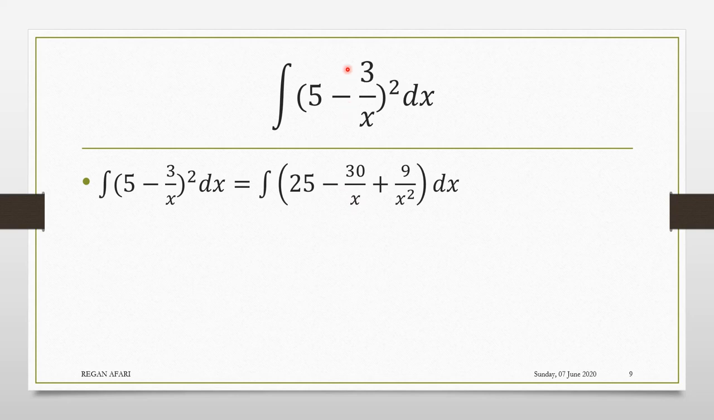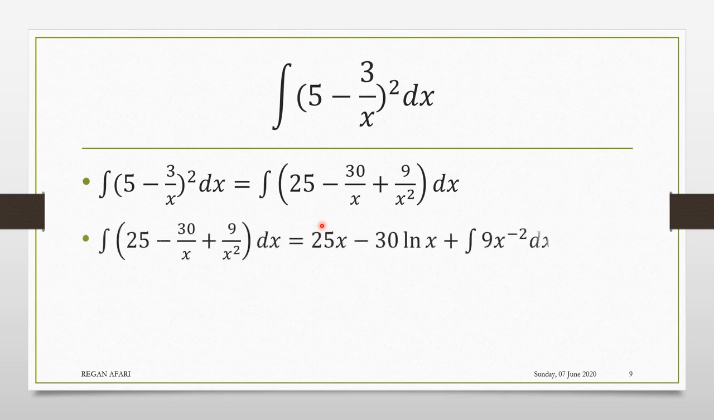Then the last term is 9 over x squared. That is how we got this. It will be easier for you to integrate the 25, this term, and that term separately. But when your study of integration improves, you can do this without going through lots of processes.